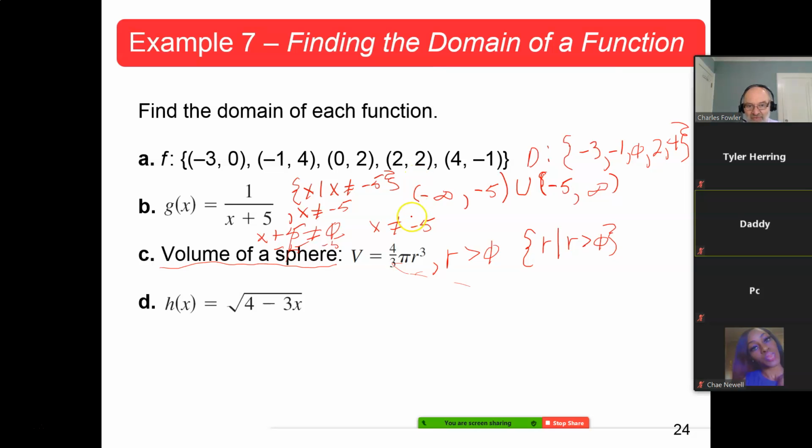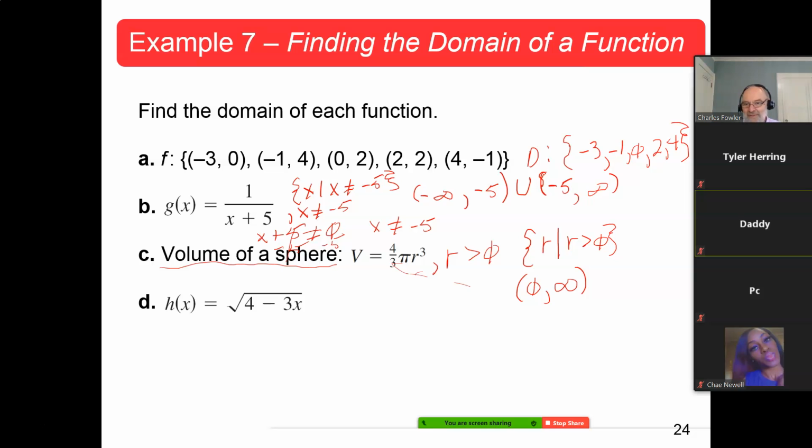In interval notation, anyone want to hazard a guess what that would be? It can't be 0, but it can be anything close to 0. So that would be the interval, not counting 0, but starting at 0, not counting 0, all the way up to positive infinity. Now, in reality, you can't have an infinite sphere, but I don't know what the number is, so we'll just put that. All right, any questions on that one?